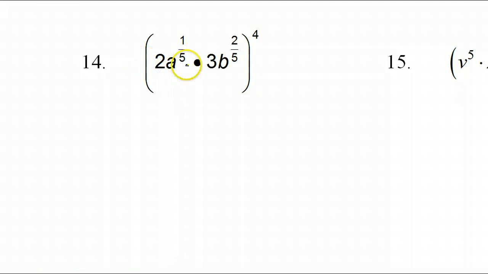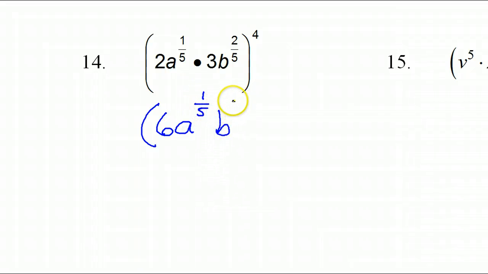Let's see. Well, inside of here, I've got the 2 and the 3 at least. Alright, so 2 times 3 is 6. So I've got 6 a to the 1/5 power, b to the 2/5 power, all to the 4th power. Now, the bases aren't the same because I have a and b, and the exponents aren't the same either.